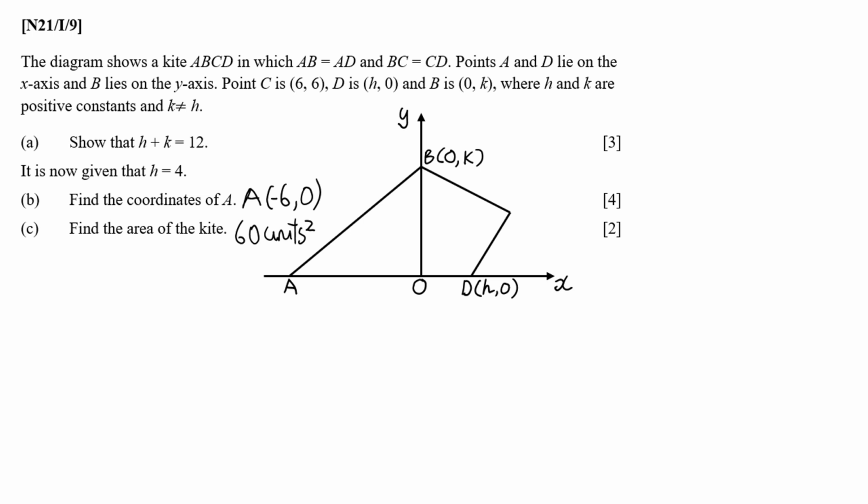So let's look at part B. In part B, you are asked to find the coordinates of point A. We're given that h is equal to 4, so we can simply substitute h equals 4 into your h plus k equals 12.